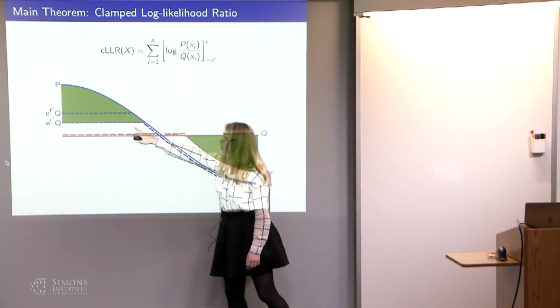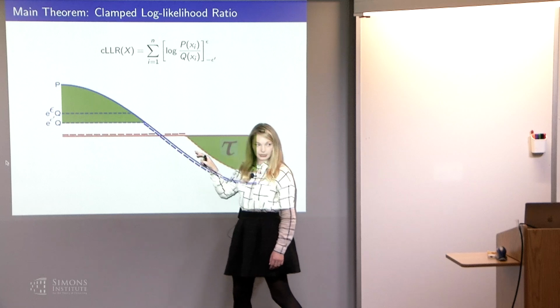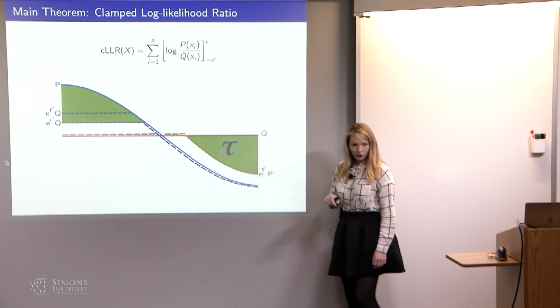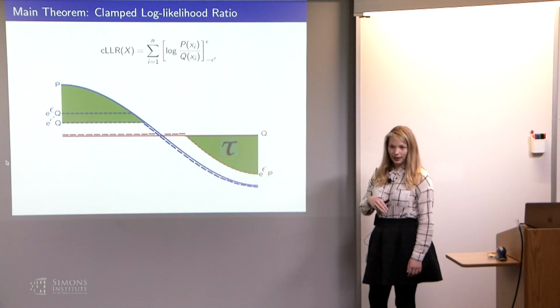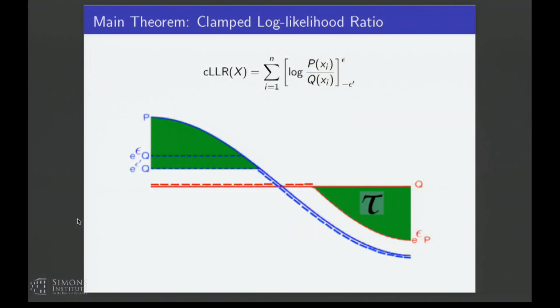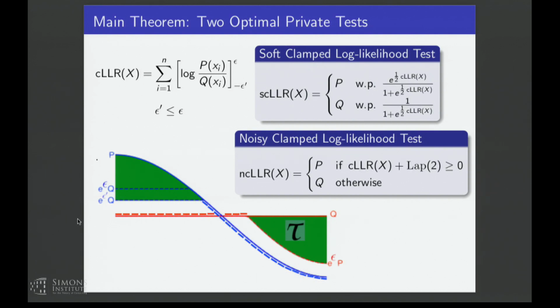Notice that this lower blue dotted line and the red dotted line still have the property that their ratio is bounded between e to the negative epsilon and e to the epsilon. Okay, so now we have our test statistic, and we're going to have two tests that are both going to turn out to be optimal.